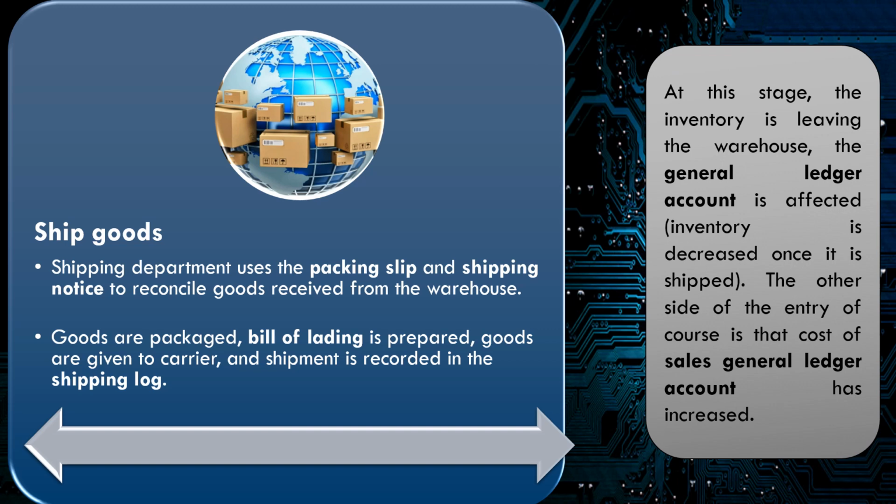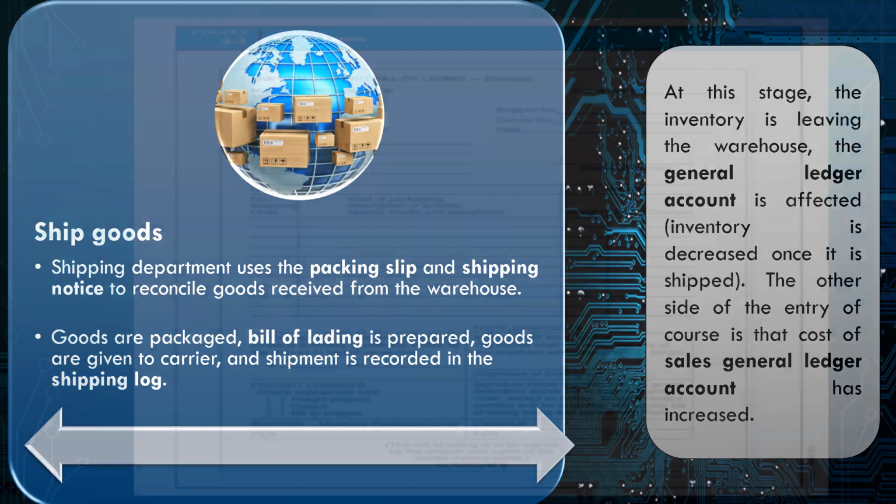At this stage, the inventory is leaving the warehouse. So now we start to have an effect on the general ledger accounts, which decreases the inventory balance. On the other side, the cost of sales general ledger account will also be increased. So this is the starting point of recording in the accounts.